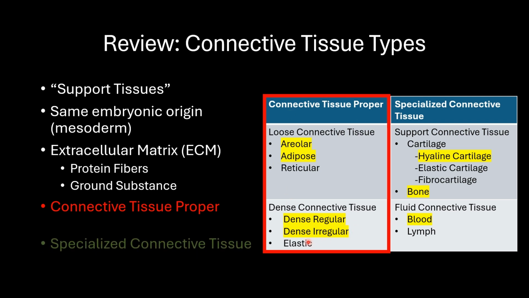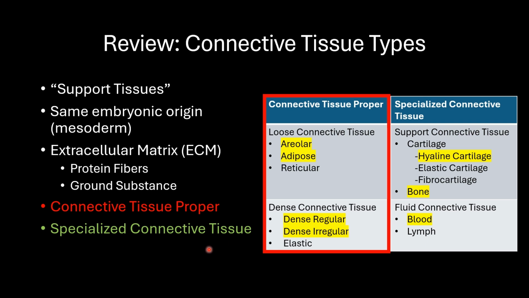Now we're going to look at the specialized connective tissues, which are over here in our table. Note that instead of fibroblasts, we have a specialized cell that creates this extracellular matrix that's quite a bit more diverse and different from connective tissue proper. We'll model hyaline cartilage for cartilage, but do note that there are other types of cartilage. We'll also do bone, and then we'll end this video on blood.